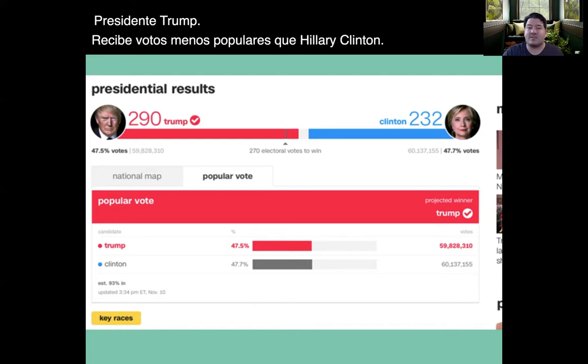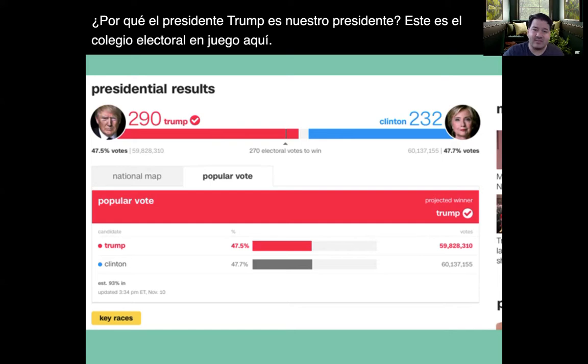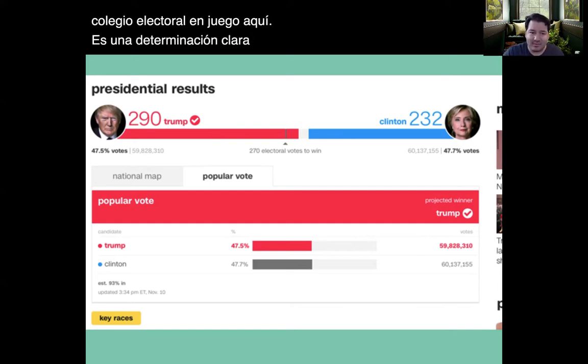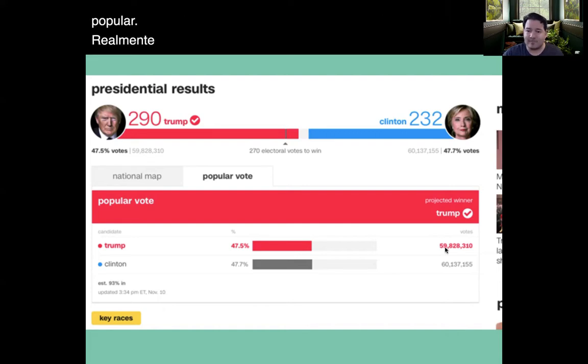So why is President Trump our president? This is the Electoral College in play here. It's a clear determination that at the end of the day, the popular vote doesn't really matter or factor in. It's the vote of the Electoral College that determines who becomes our next president.